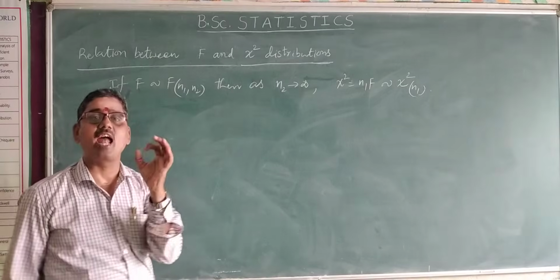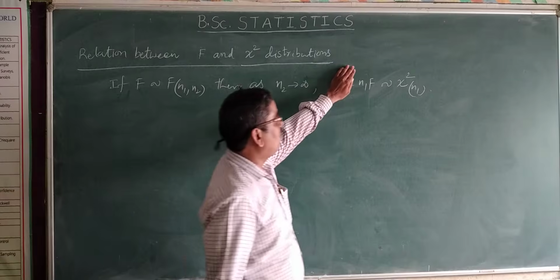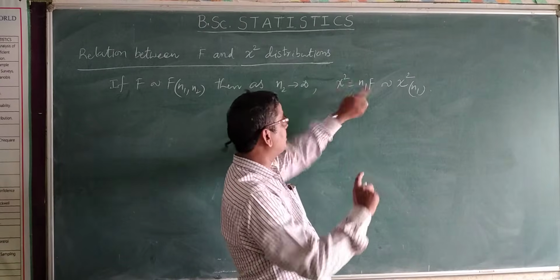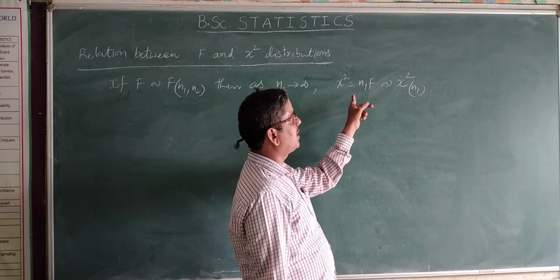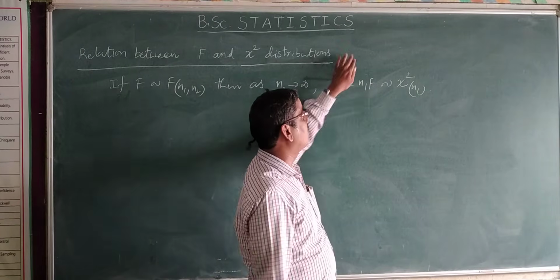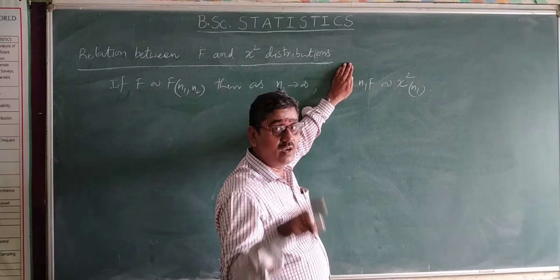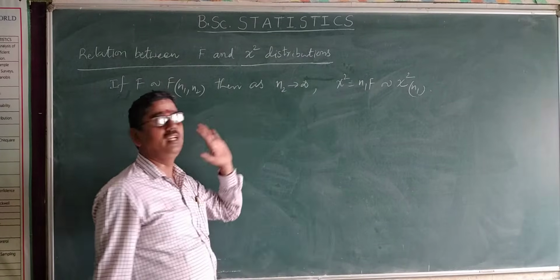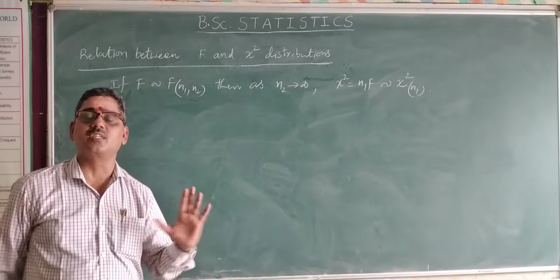Then, if we consider n2 tends to infinity, large values of n2, then n1 times F is nothing but a chi-square. Let me consider chi-square equal to n1 F, which follows a chi-square distribution with n1 degrees of freedom. So n1 F follows a chi-square with n1 degrees of freedom as n2 tends to infinity. That is the relation between the F and chi-square distributions.